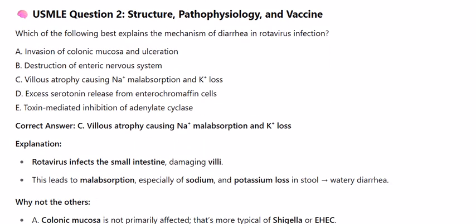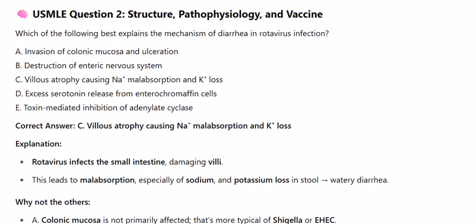USMLE Question 2, Structure, Pathophysiology, and Vaccine. Which of the following best explains the mechanism of diarrhea in rotavirus infection? A. Invasion of colonic mucosa and ulceration. B. Destruction of enteric nervous system. C. Villus atrophy causing enzyme malabsorption and K-Tice loss. D. Excess serotonin release from enterochromaffin cells. E. Toxin-mediated inhibition of adenylate cyclase.